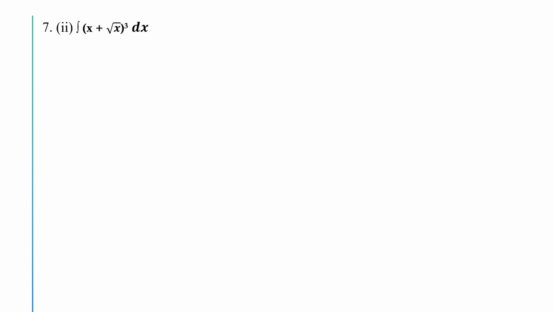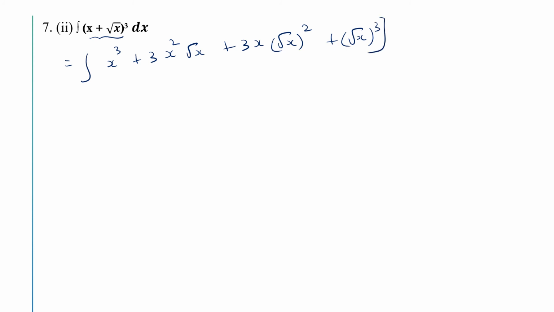The next question, integral x plus root x the whole cube into dx. Again here it is of the form a plus b the whole cube. We have to use a plus b the whole cube and expand this. So this is equal to integral x cube plus 3x square into root x plus 3x into root x the whole square plus root x the whole cube into dx.